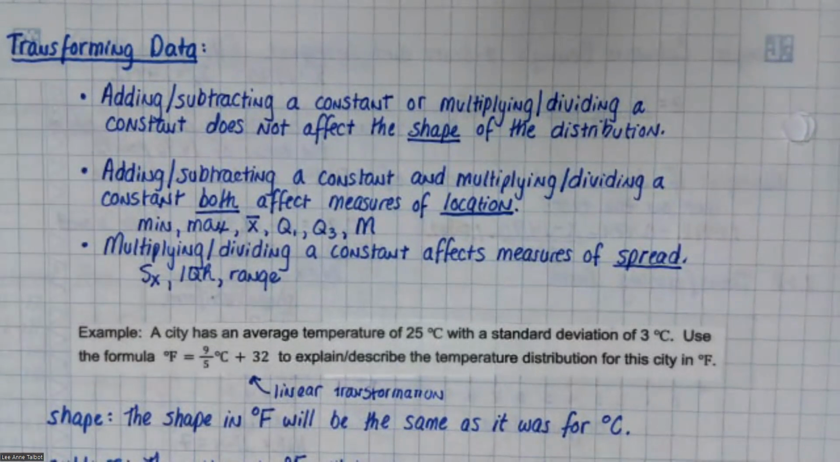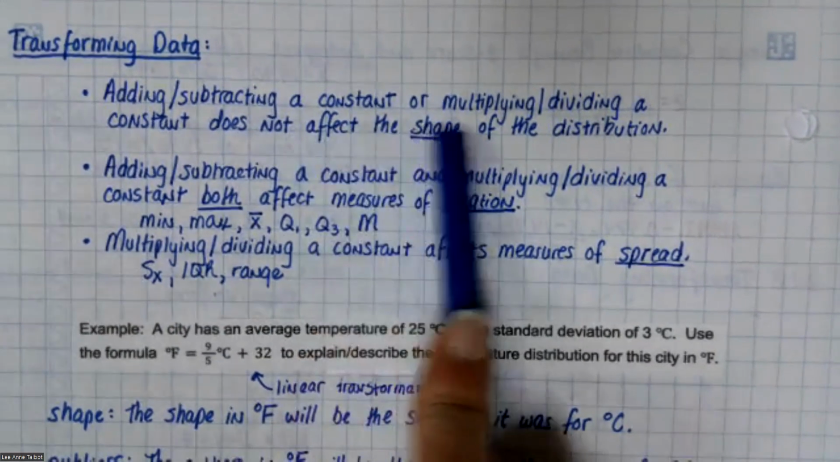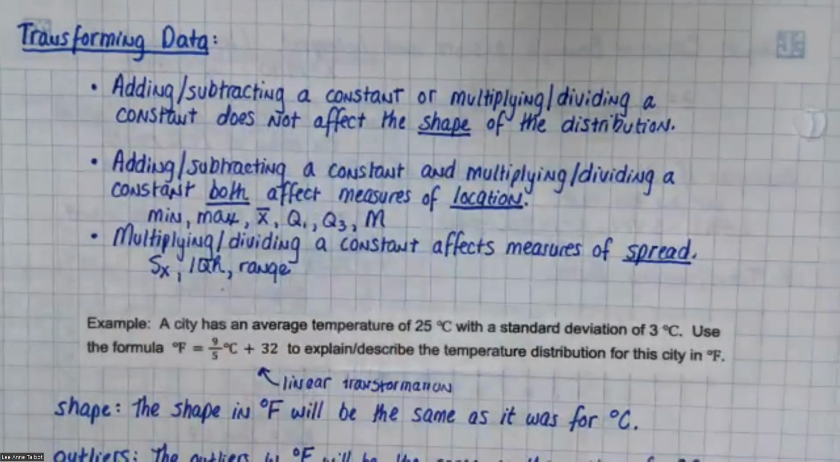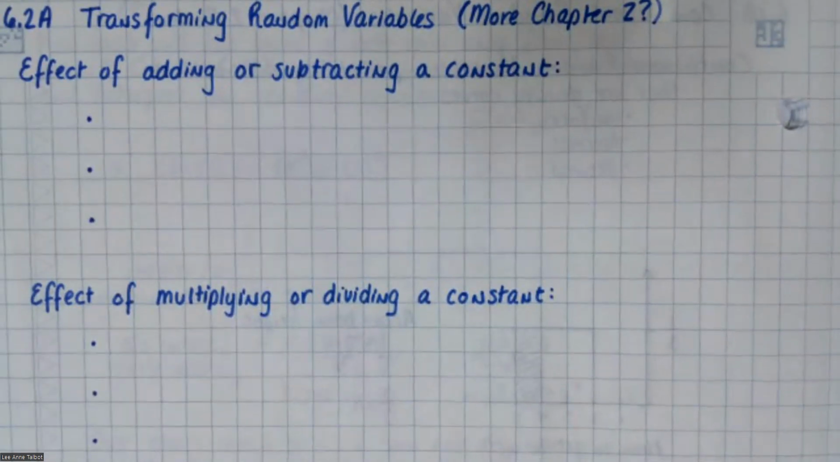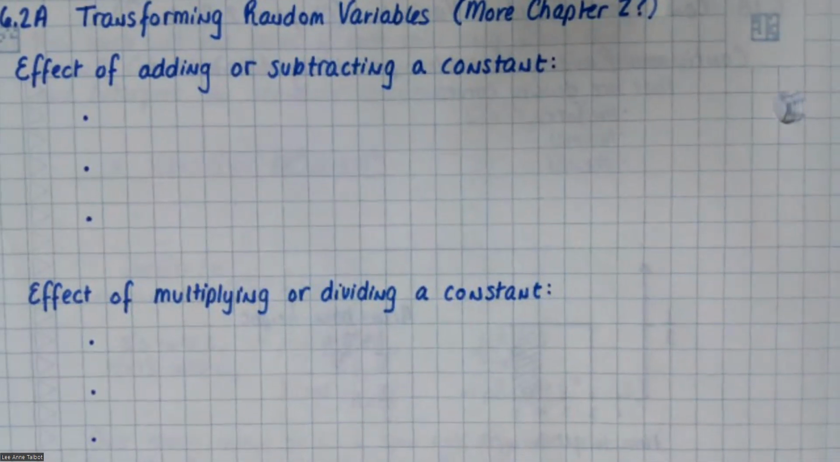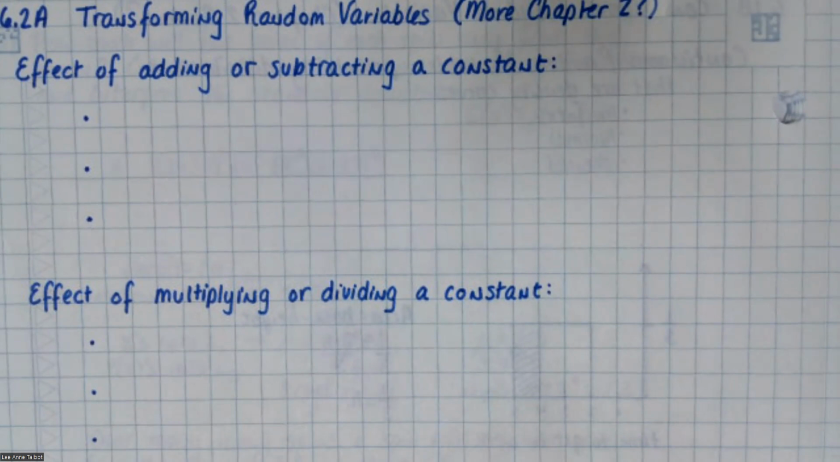So adding and subtracting a constant, or multiplying or dividing by a constant, does not affect the shape of the distribution. Okay, so we're going to write that first. You guys remember when we added or subtracted a number or multiplied or divided a number, it didn't change the shape at all. Do you want me to show you what we did? Okay, one second. I'm going to be efficient and show you last year's notebook.